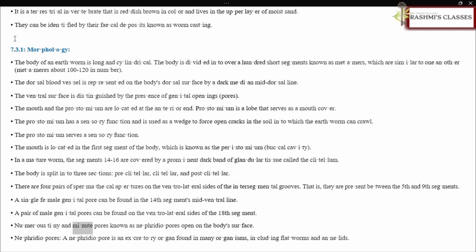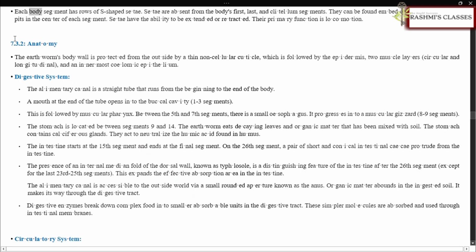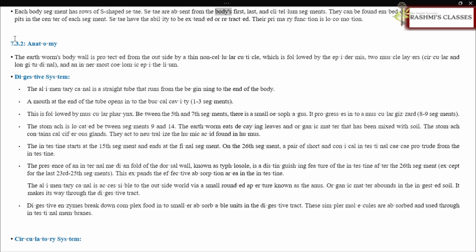Numerous tiny and minute pores known as nephridiopores open on the body's surface. A nephridiopore is an excretory organ found in many organisms, including flatworms and annelids. Each body segment has rows of S-shaped setae. Setae are absent from the body's first, last, and clitellum segments. They can be found embedded in the epidermal pits in the center of each segment. Setae have the ability to be extended or retracted. Their primary function is locomotion.